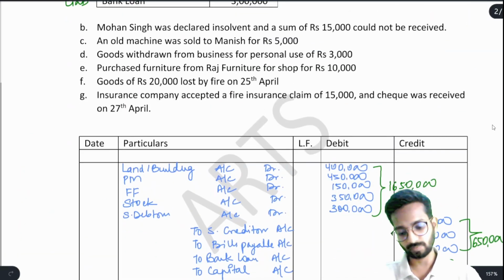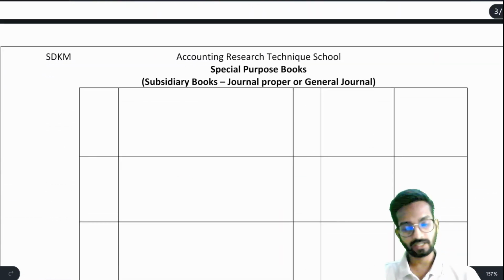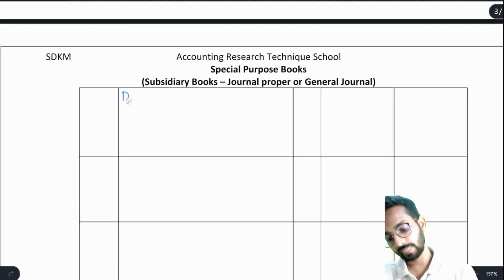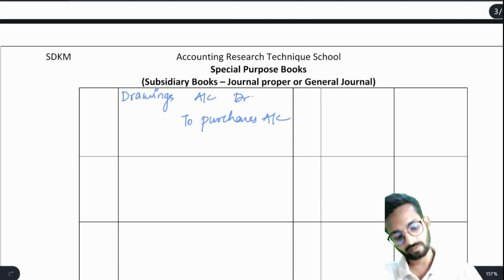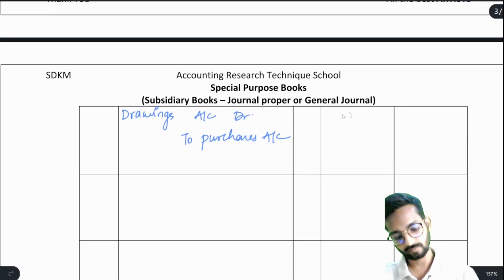Now the next part, goods withdrawn from business for personal use. This will also come here only. So if goods are withdrawn, what will we write? We have learnt all this in the purchases videos. Drawings account debit to purchases account. We have withdrawn for personal use, so drawings debit to purchases, how much? 3,000.